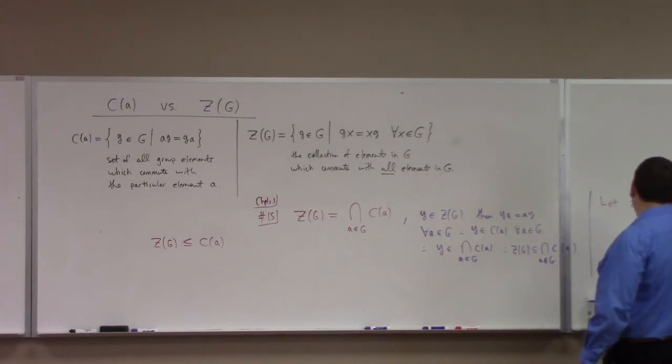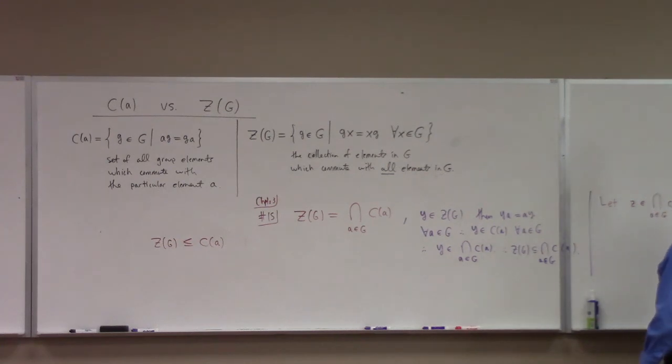All right. So that implies what? That implies that z is an element of C of A for each a in G, by the definition of intersection.